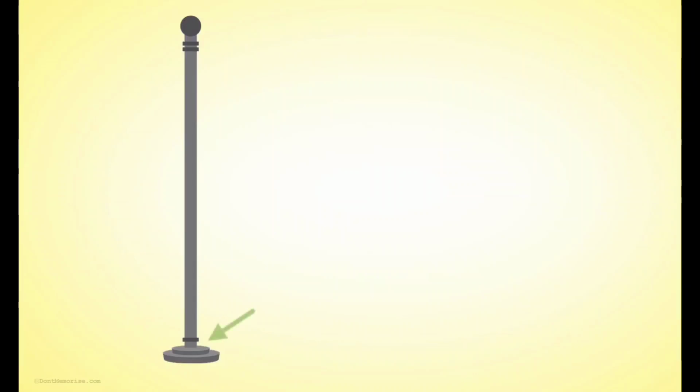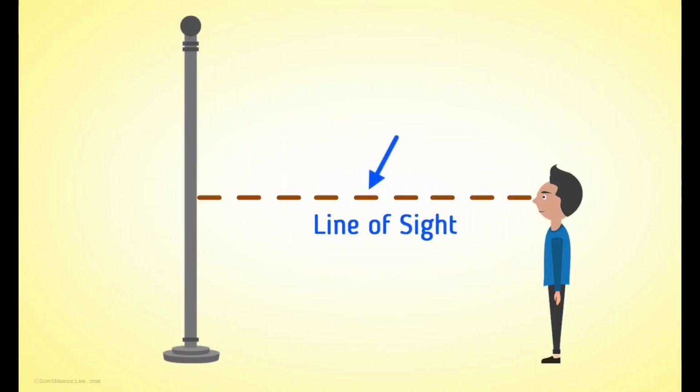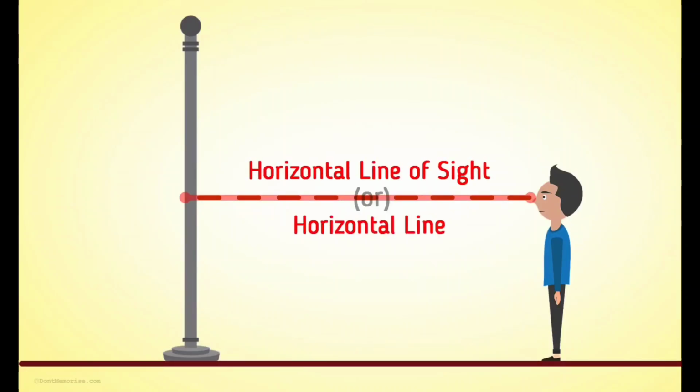Here is a pole in a floor. A person is standing a particular distance away from the pole. He looked to the pole straight. So this straight line is called line of sight. The straight view is called line of sight or the horizontal line of sight.